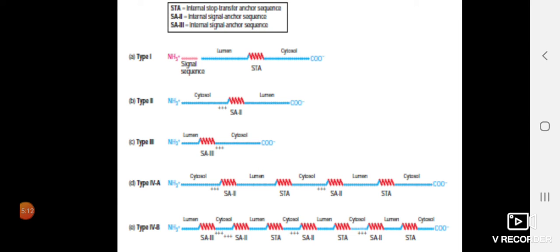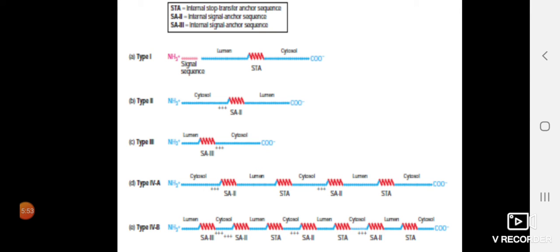In case of type 4b, which some people will mention as type 5, there will first be an SCA2 type, that is a signal anchor sequence which is going to have positively charged amino acids at its C terminal side. Then there is again a signal anchor sequence having positively charged amino acids at its N terminal side. Then STA, then SCA2, then STA, then SCA2, like that. So this will have an orientation such that the N terminal will be at the luminal side and the C terminal at the cytoplasmic side.